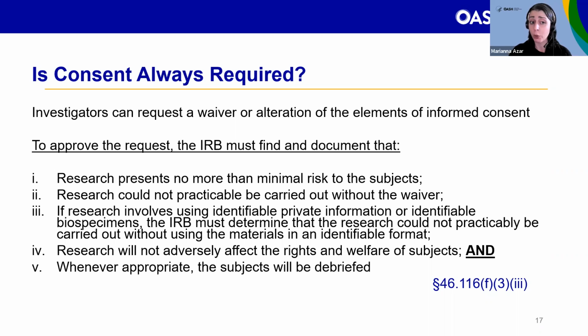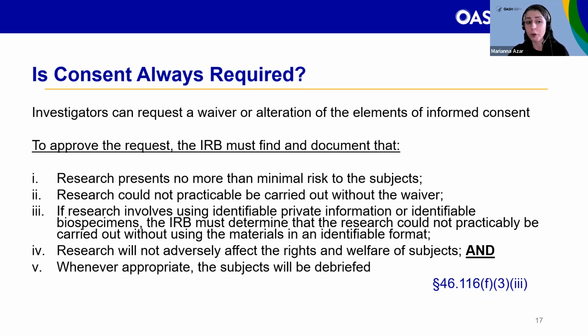Now, in order to approve this request, the IRB must find and document that the research, one, presents no more than minimal risk to subjects, two, could not practically be carried out without the waiver, three, if the research involves identifiable private information or identifiable biospecimens, that it could not practically be carried out otherwise without using these materials in an identifiable format. This is a new addition with the revised Common Rule, so take note of it if you have not noticed it in the past couple of years. Four, that the research will not adversely affect the rights and welfare of the subjects. And five, that whenever appropriate, the subjects will be debriefed.